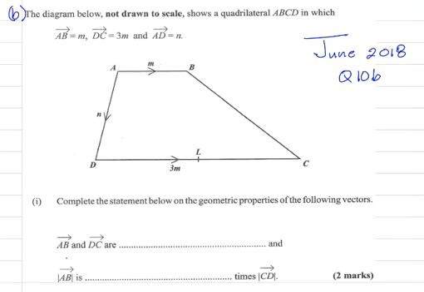So the vector AB and the vector DC are parallel. The reason I know the two vectors are parallel is because both vectors are scalar multiples of the same base vector. The vector AB is 1M and the vector DC is 3M. If two vectors are scalar multiples of the same base vector, the two vectors are parallel.